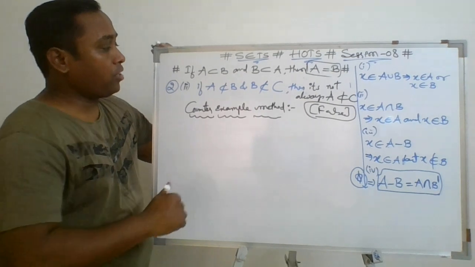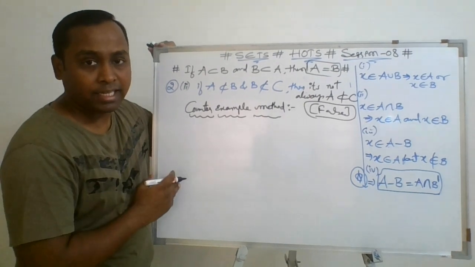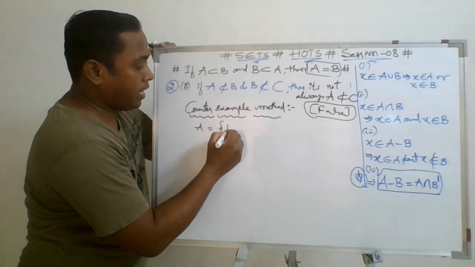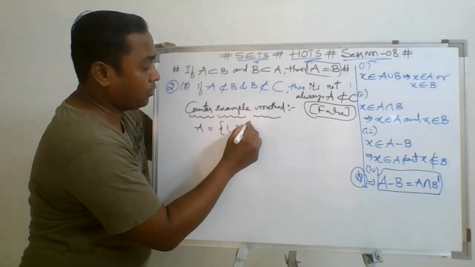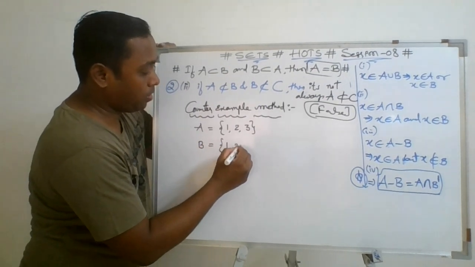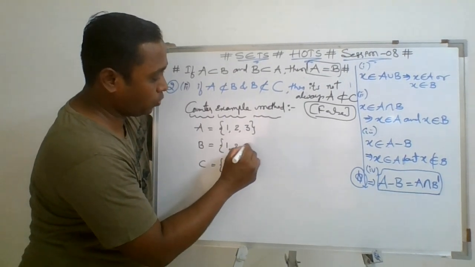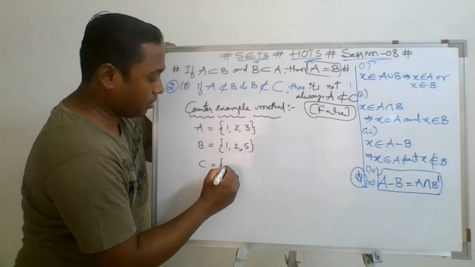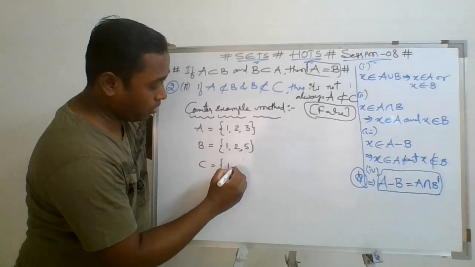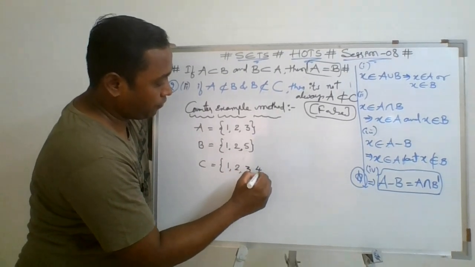Okay, so let's try to understand how I can give an example for this. I have to take an example of A, B, C sets randomly. So first I take A as 1, 2, 3, and B I'm taking as 1, 2. C, I can also take as 1, 2, 5, and then I can take the last set as 1, 2, 3, 4.